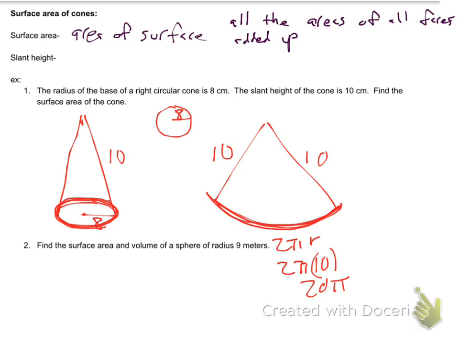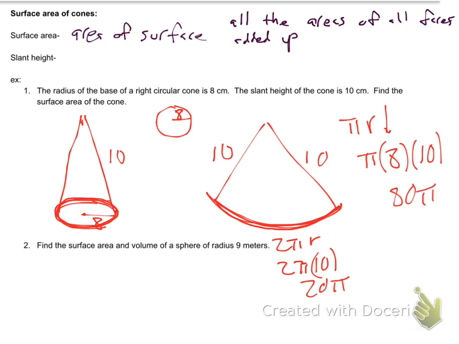There's actually a formula for this, guys. The formula for the area of the top of the cone is pi r l, that's a lowercase l, where l is the slant height and r is the radius. So in this case, it's pi times 8 times 10, or 80 pi.